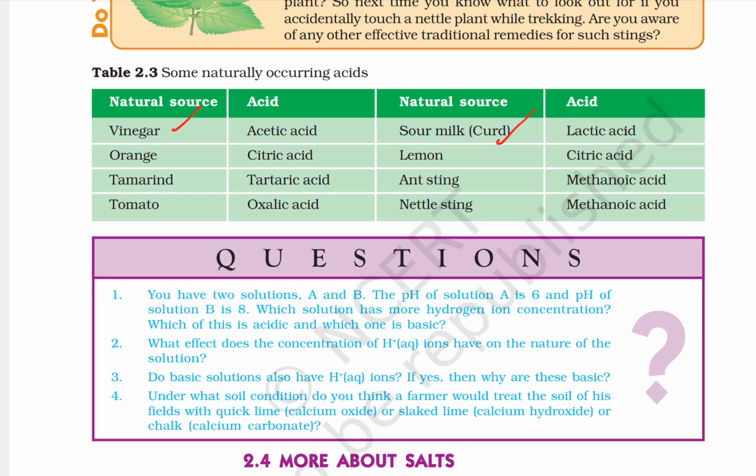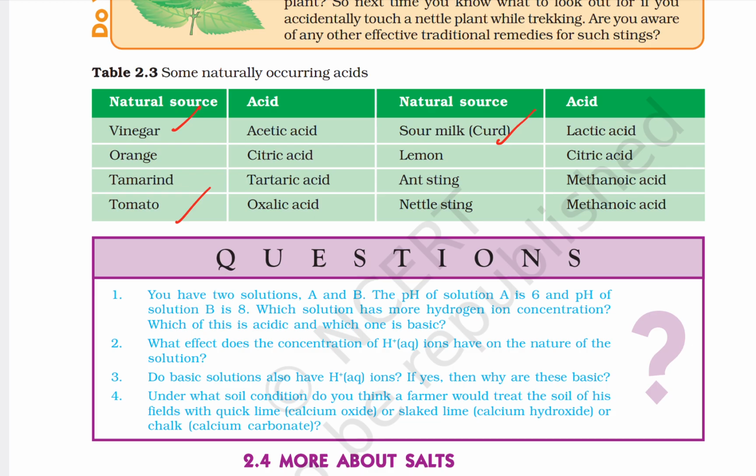What about tomatoes? Tomato has oxalic acid, C2H2O4. It can form kidney stones in excess consumption. That's why doctors recommend that if you have kidney stones, you should not eat much tomato. And apple is also a naturally occurring acid. It has malic acid inside it, C4H6O5. It gives tartness and is used in food flavoring, right? Grapes and wines also have tartaric acid, C4H6O6.